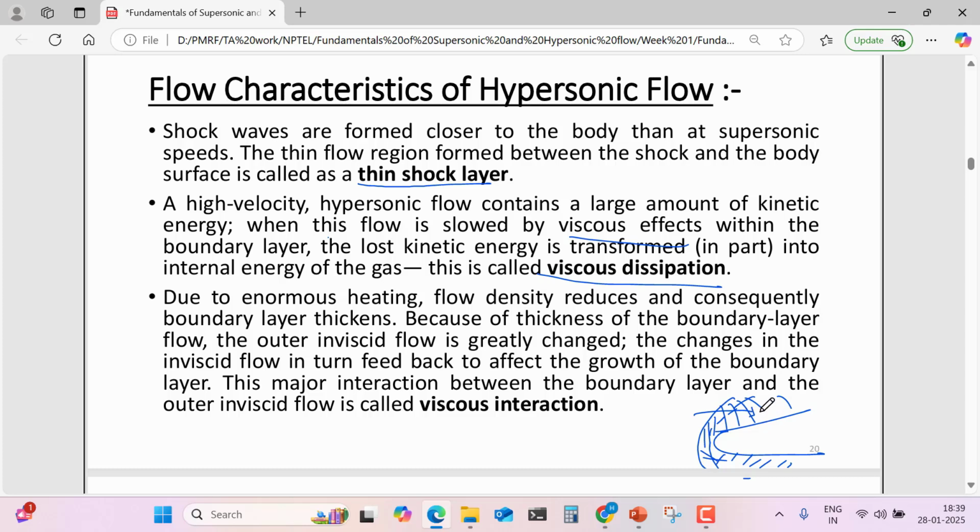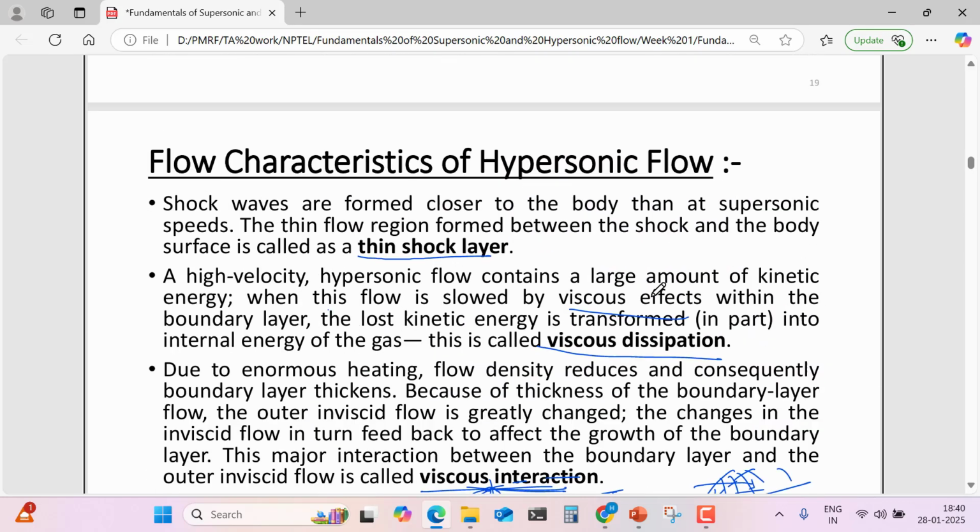If temperature increases, then flow density reduces, and consequently the boundary layer will thicken. When the boundary layer thickens, the outer inviscid flow will also change. Due to the change in outer inviscid flow, there is growth of the boundary layer again. So there is an interaction between this boundary layer and the outer inviscid flow, which is also called the viscous interaction.